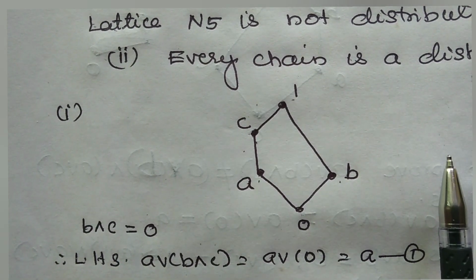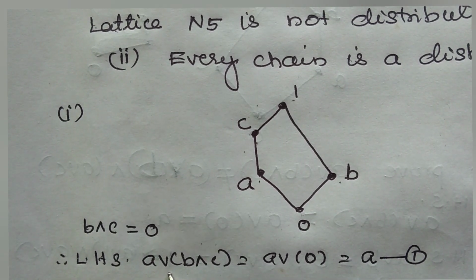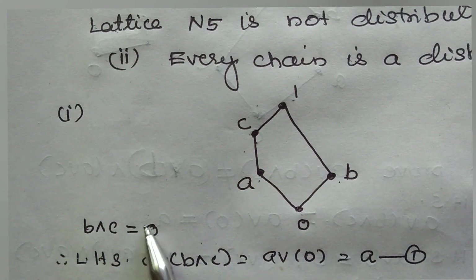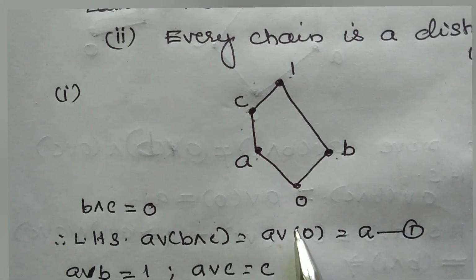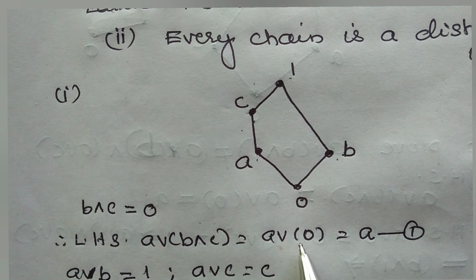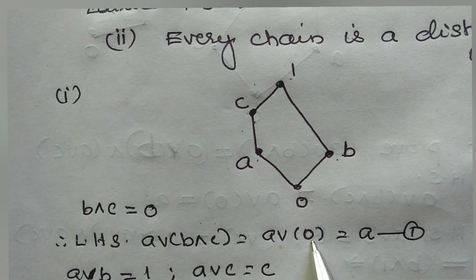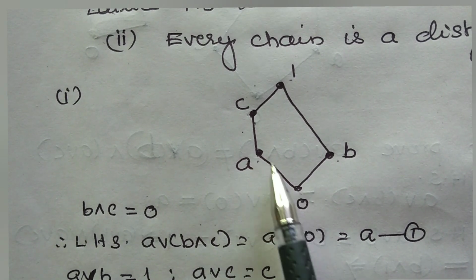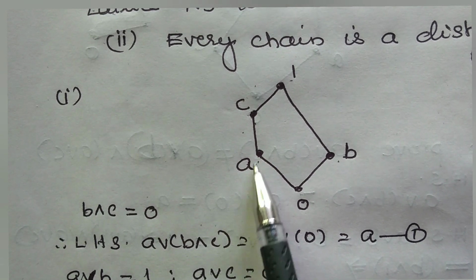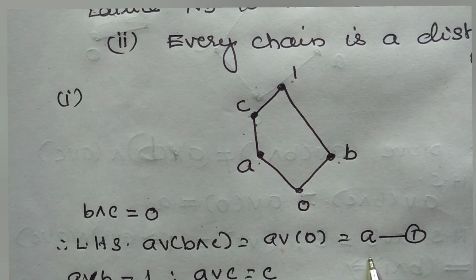Now you take the LHS value. What is the LHS value? Left hand side: a ∨ (b ∧ c). We substitute the b ∧ c value here. So a ∨ 0 is equal to. What is the meaning of ∨ value? ∨ value means the maximum value. The maximum value of a and 0, you check this one, 0 and a, the maximum one is a. So our answer is a. So this is the LHS side of the first relation.